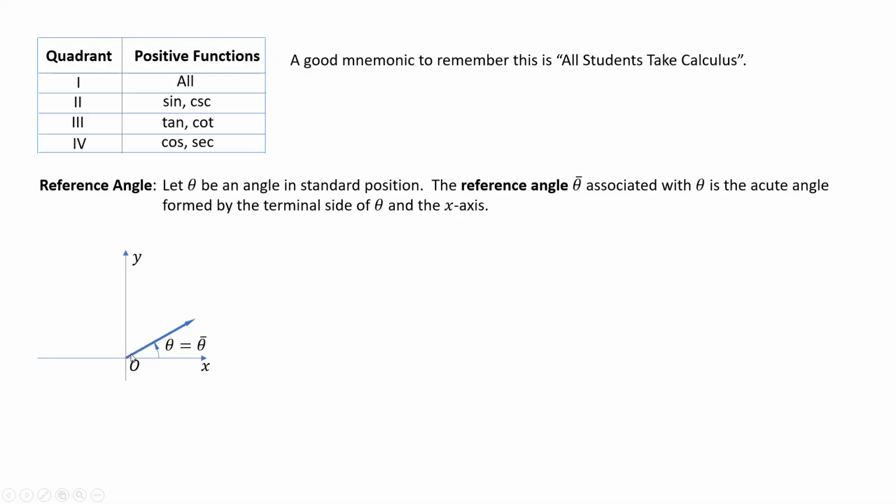So the question is, what is the acute angle of this ray with respect to the x-axis? Well, theta is already an acute angle, right? It is definitely between 0 and 90 degrees as long as it falls in the first quadrant. So theta is equal to theta bar. Theta bar is equal to theta in this case. Duh.